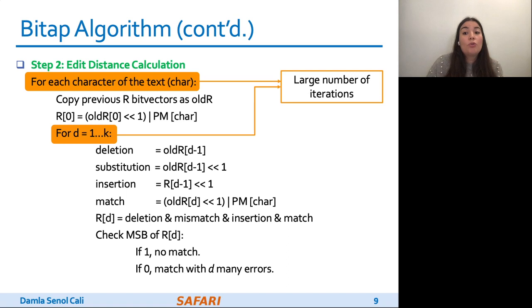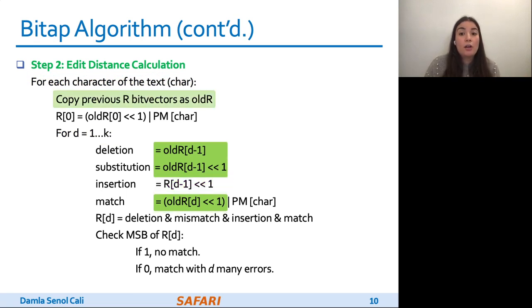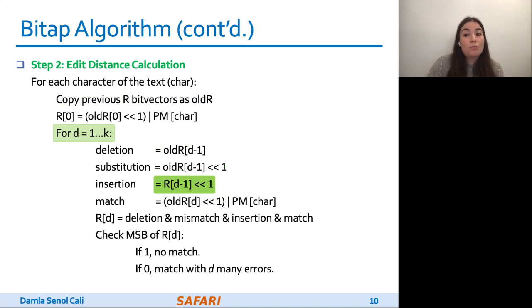First, Bitap iterates over each text character as the outer loop, and it iterates over each possible edit distance, 1 to k, as the inner loop. So when we have long error-prone reads, both of these loops need to iterate over very large numbers. Second, there is two-level data dependency in Bitap. First, there's an outer loop data dependency when computing deletion, substitution, and match bit vectors, as they require old R bit vectors, which are coming from the previous text iteration. And also, there's an inner loop data dependency when computing the insertion bit vector, as it requires R[d-1], which is coming from the previous inner loop iteration.